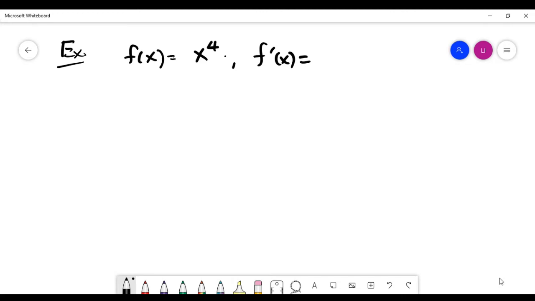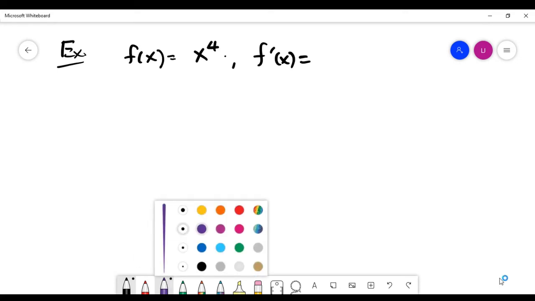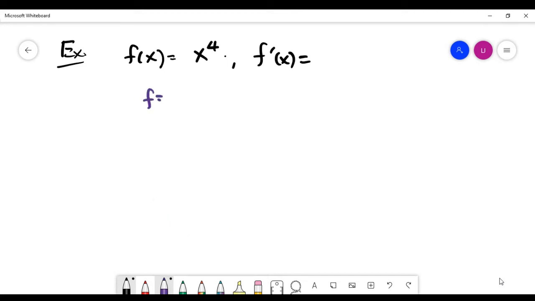If f of x equals x to the power 4, what is the derivative f prime of x? Please recall the power rule that I stated in the previous page. There was a rule like this: if f is x to the power n, f prime is going to be n times x to the power n minus 1. And in this case, I think it's so obvious.